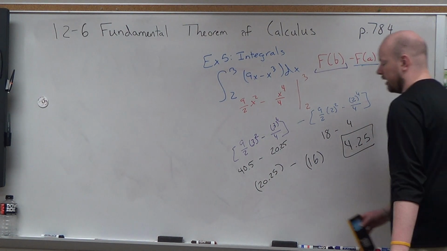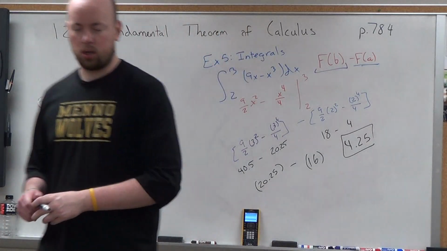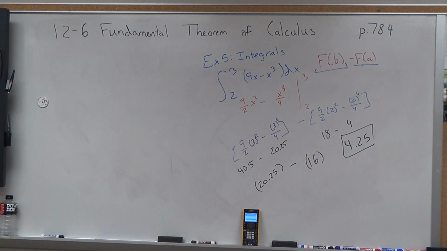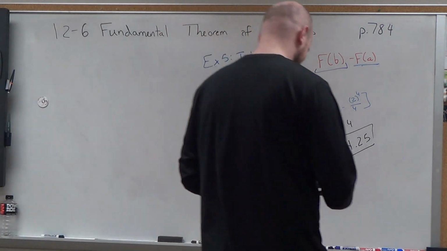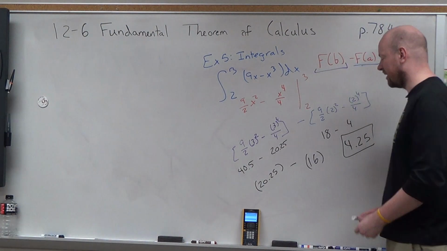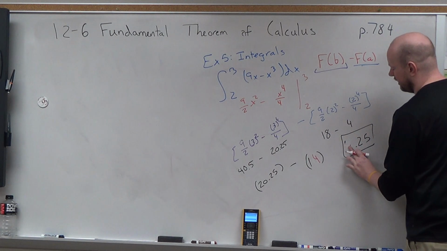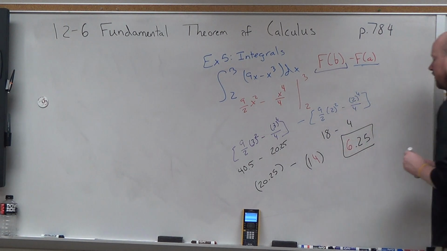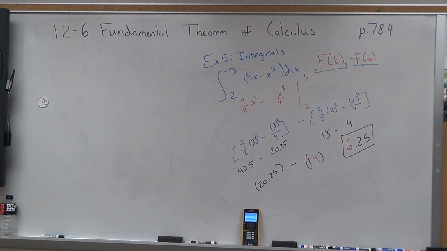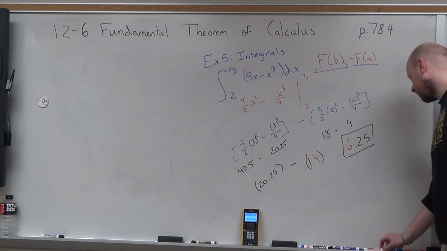I'm just going to double check my answer there in the book before I close out. This is example 5. Shoot. Oh. You guys are already yelling at me because I'm dumb. 18 minus 4, that's 14. This should be 6.25. Okay. And that would be a definite integral.